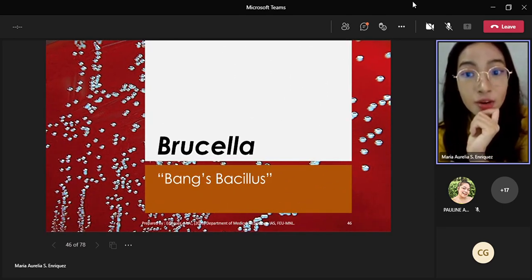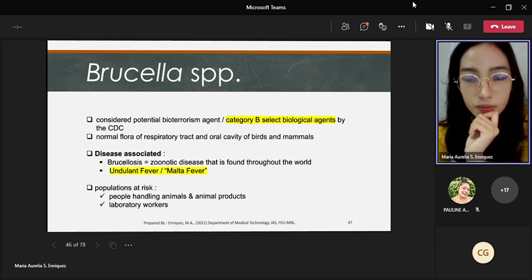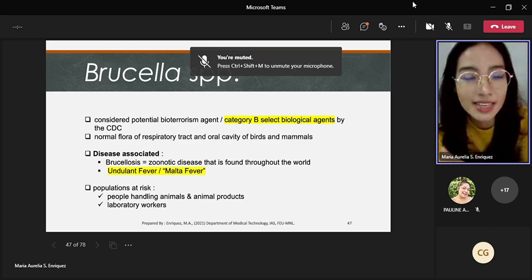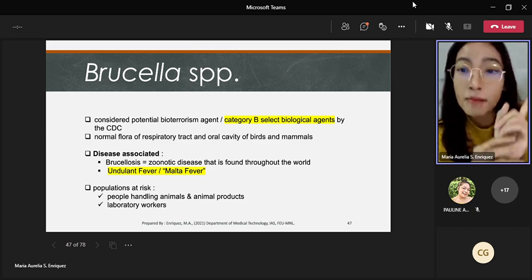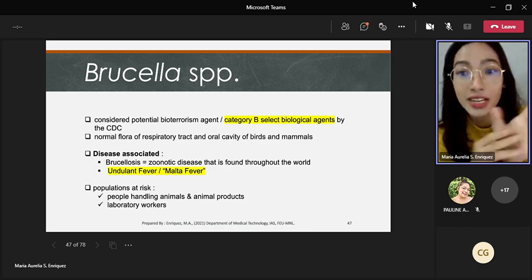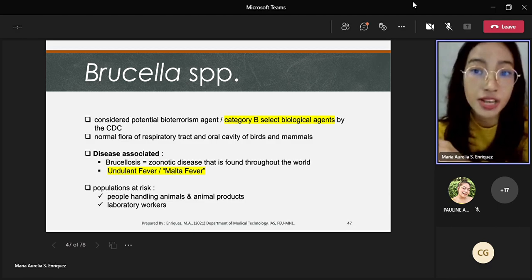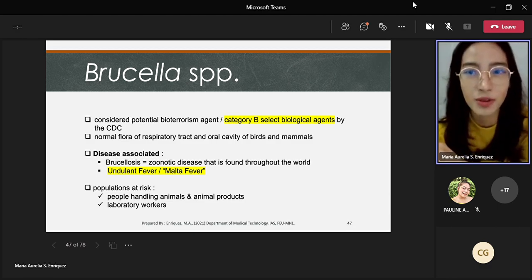Next is Brucella, otherwise known as the Bang's bacillus. Ayan. Take note that the Brucella species is listed as a Category B biological agent by the Centers for Disease Control and Prevention. So Brucella may be used as a bioterrorism weapon.